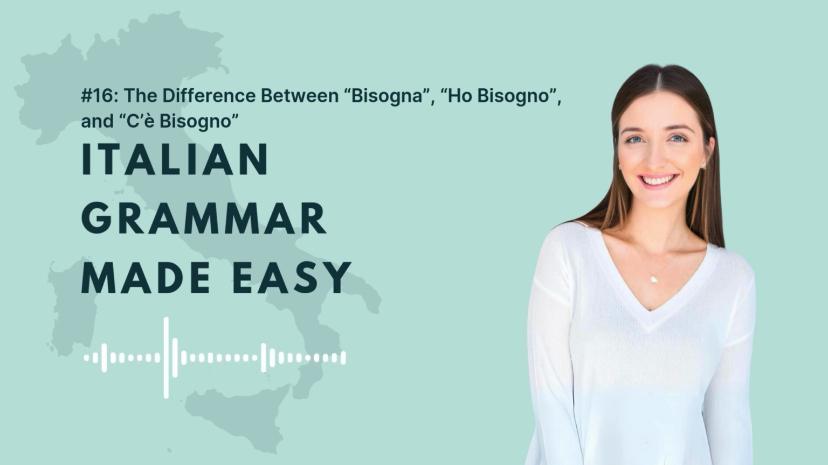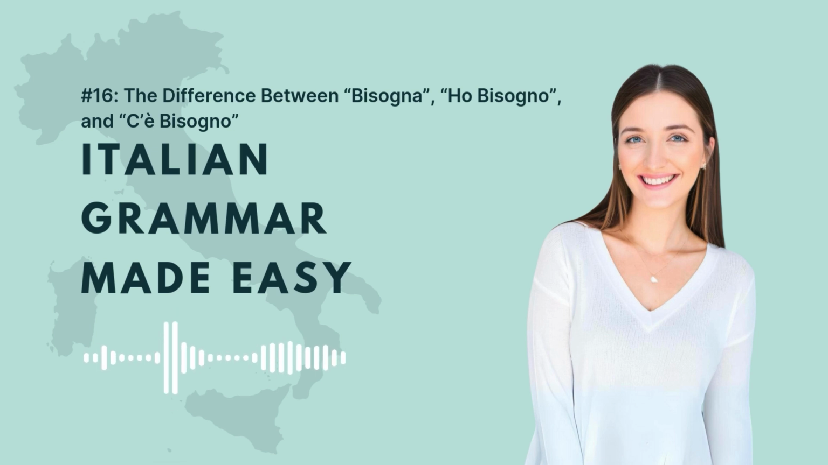The second case is when we find bisogna followed by che and the subjunctive. We might have the subject before the subjunctive. For example, bisogna che gli studenti studino. It is necessary that the students study. So, bisogna followed by che, then we have the subject, gli studenti, and studino the subjunctive.